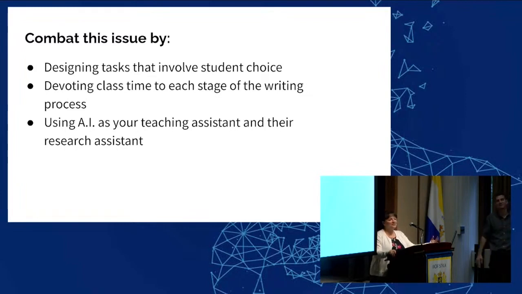So the way that you can do this is that you assign more tasks that involve student choice, so they're interested in what they're writing about. The most important thing is to devote class time to each stage of the writing process and to use AI as your teaching assistant and their research assistant.